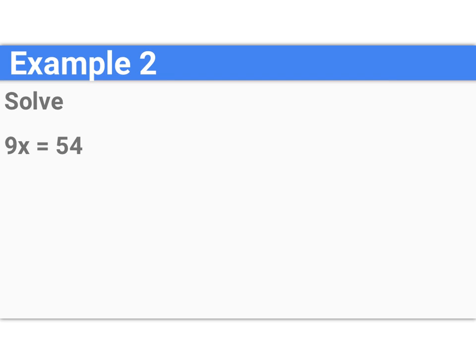Our second example. When a number is next to a letter is multiplication. The opposite of multiplication is division. So we're going to divide both sides by 9. So when we divide both sides by 9, x equals 6. Okay, so those were our two examples.